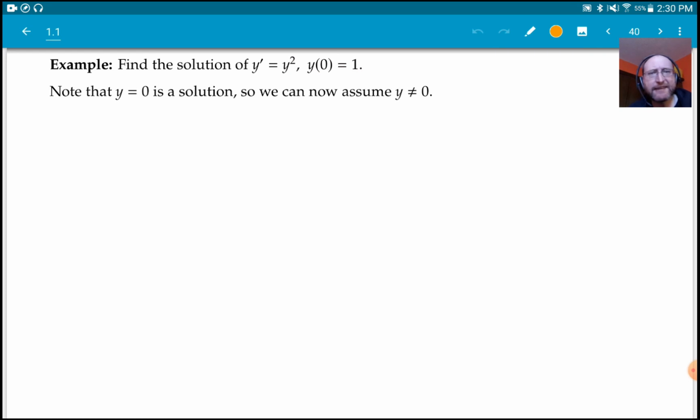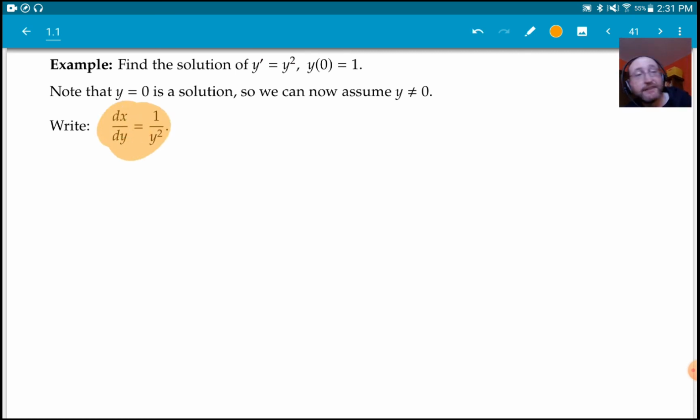Okay, so again, I want to divide by y squared. If y was 0, that wouldn't be possible. But y equals 0 is a nice solution, so we don't really worry about y being 0, because that is a solution. Again, the derivative of 0 is 0, so the left-hand side is 0, and the right-hand side, 0 squared, is 0. So that's also 0. So yes, it is a solution. So let's just assume that y is not 0, and let's divide.